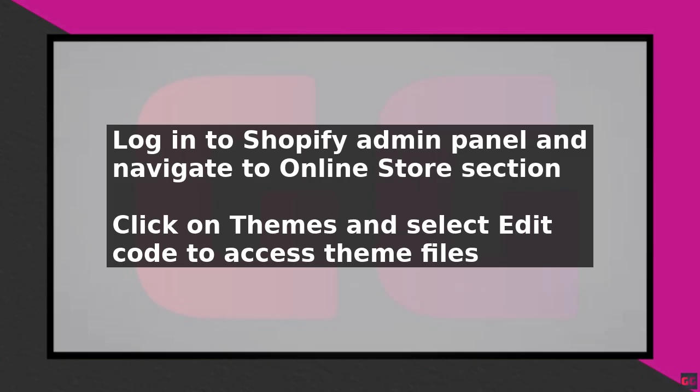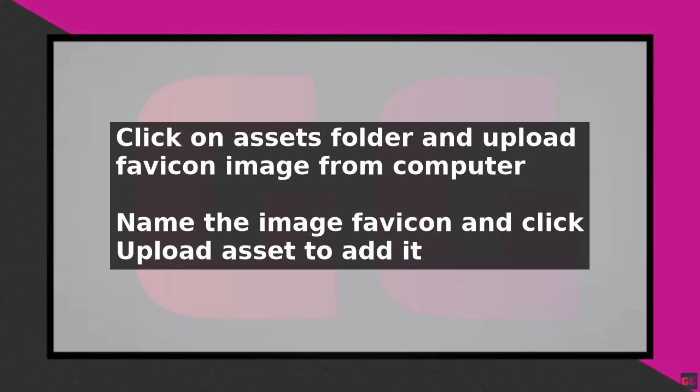Click on the layout, liquid file in the Layouts folder. Add the following code to the head section of the file. Link rel equals icon, type equals image PNG, href equals favicon.png, asset underscore URL.